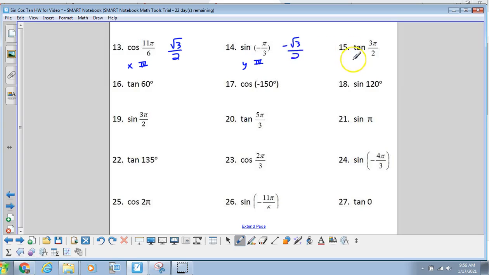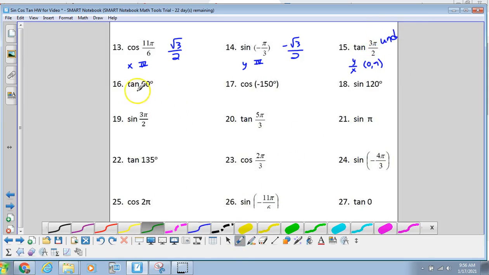Number 15, tangent, that's y over x. 3 pi over 2 is not in any quadrant. Remember the coordinates for 3 pi over 2 are 0, negative 1. So when we calculate negative 1 divided by 0, we get undefined. So moving on to number 16, tangent of 60 degrees.